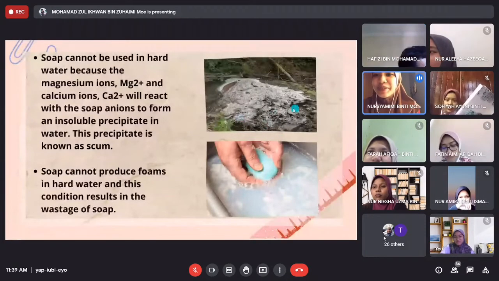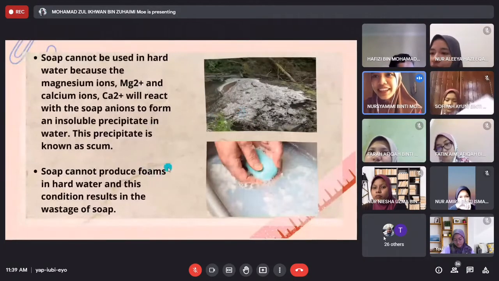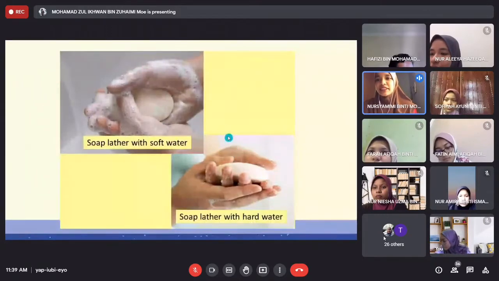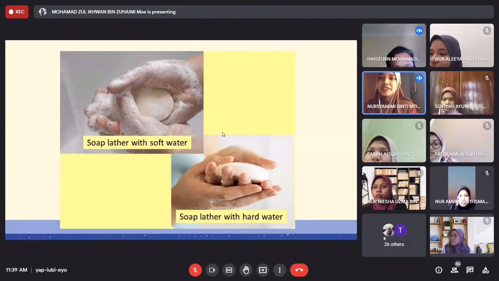Soap cannot produce foam in hard water and this condition results in wastage of soap. This is the result when we use soap with soft water and hard water. Can you see the differences?